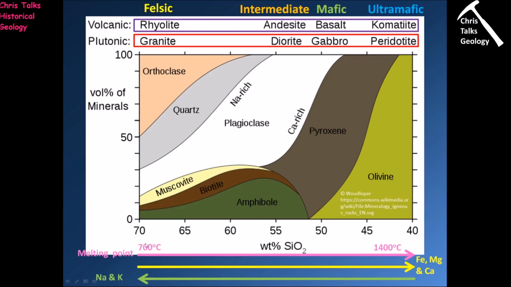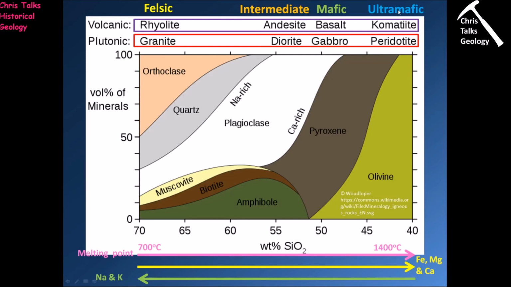So you can see, number one, the types of minerals you get are going to reflect the temperatures. At this end of the scale, you're going to have low temperature minerals. At this end of the scale, you're obviously going to have high temperature minerals. Then we have the change in composition. As we go from felsic to ultramafic, we have increasing concentrations of iron, magnesium, and calcium. This obviously means at this end of the scale, we're going to have minerals which are rich in iron, magnesium, and calcium.